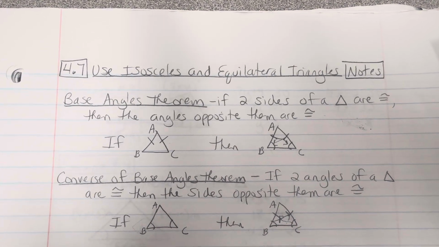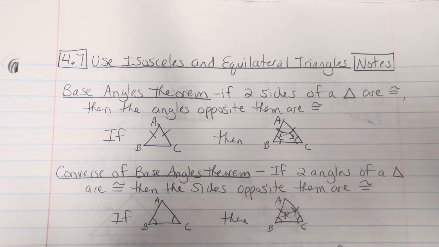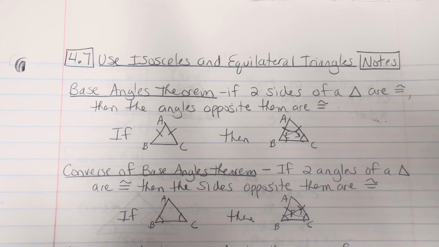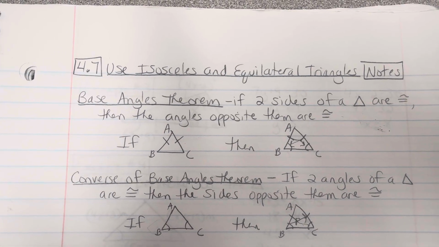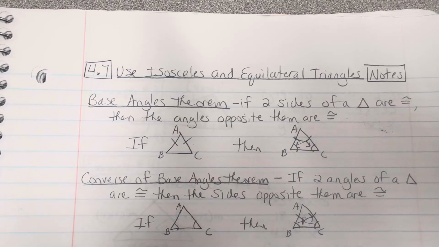4.7, use isosceles and equilateral triangles. We've already studied what that is. Isosceles is two sides the same length. Equilateral triangles have all sides the same length.